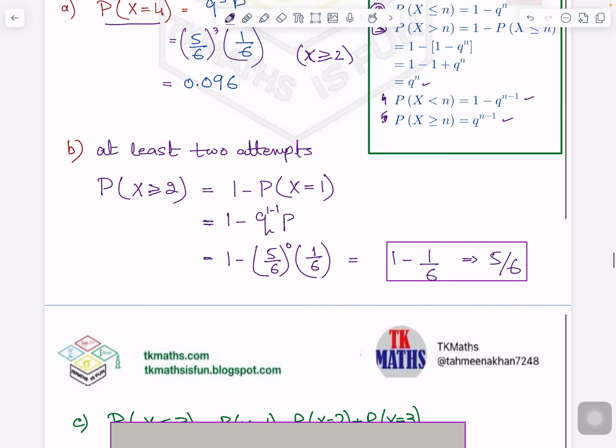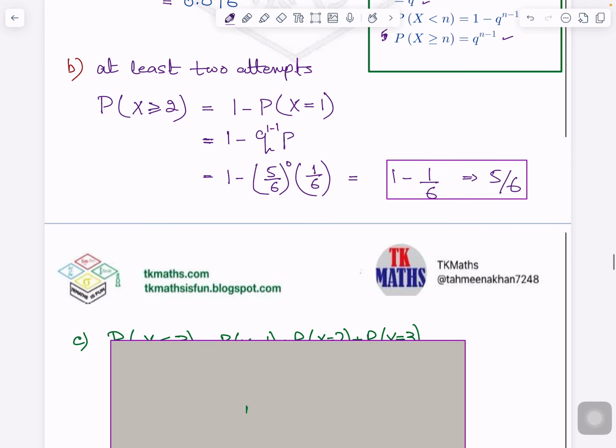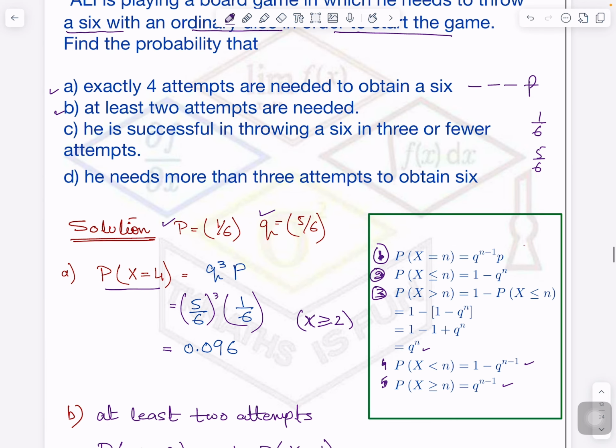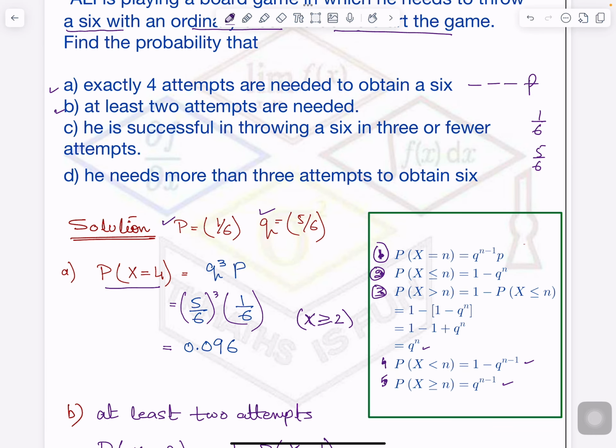Okay, I hope you are understanding. What is part C? He is successful in throwing a 6 in 3 or 4 attempts. So either it is 3 or less, which means probability of x less than or equals to 3. It is this case, which is equivalent to this one, 1 minus q power n.